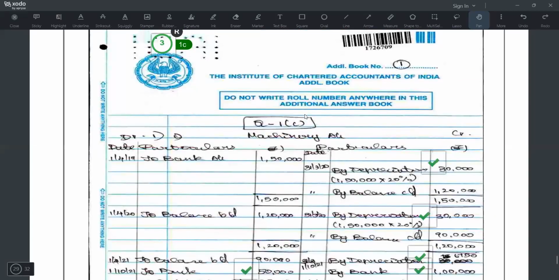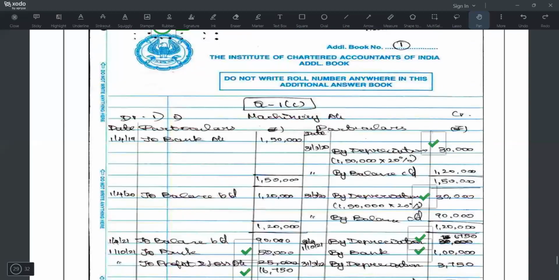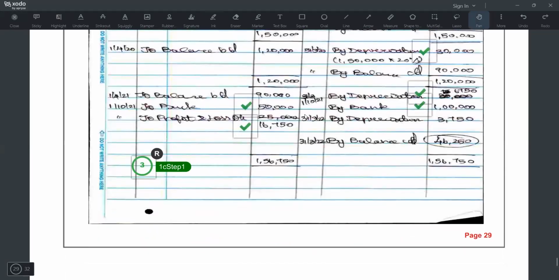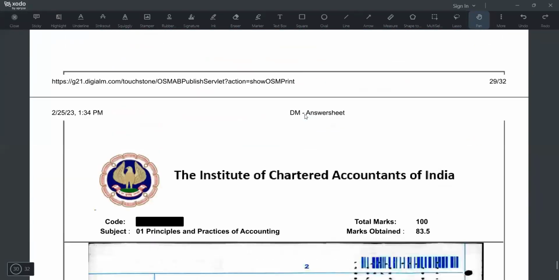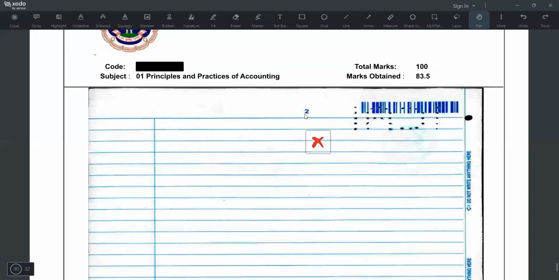Then 1C, it is a basic question, a depreciation question. He has done it basically and has presented it, and he never forgot to do the basics. Debit, credit, machinery account, date, particulars, rupees, date, particulars, rupees. That's everything. The basics are so strong, no? You will easily never forget those things. And he has got 3 marks. He has done the, at last only has written, no?